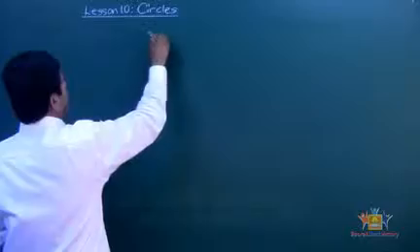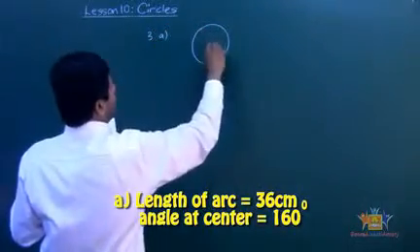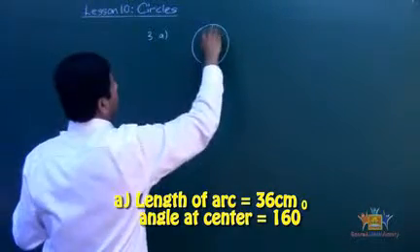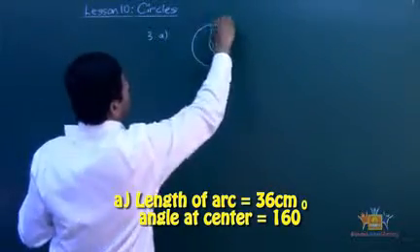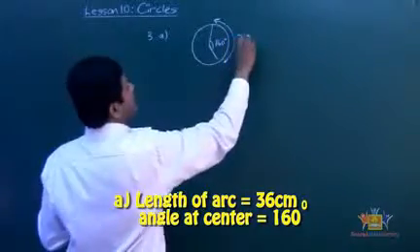So problem 3a. Let Mr. Mac draw the circle. So this is the center and we're given the angle is 160. So this is 160 degrees. And we're given the arc length. The arc length is 36 centimeters.